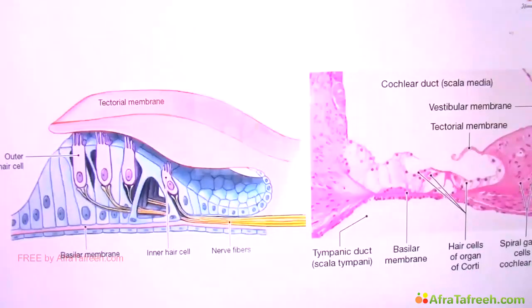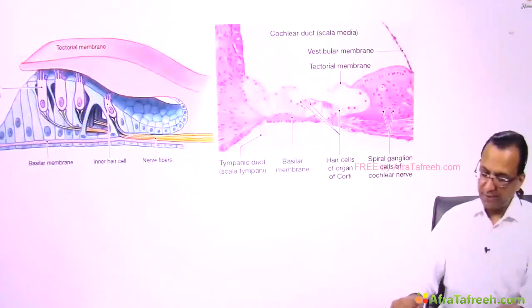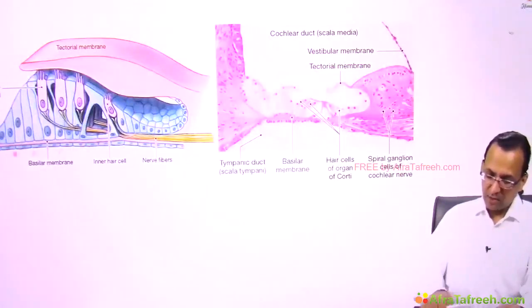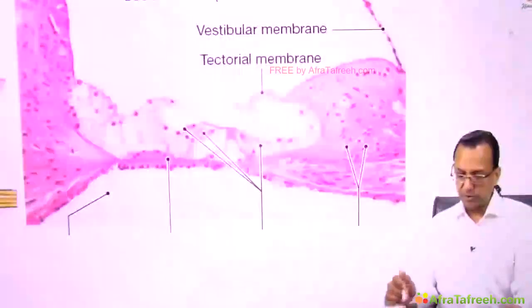So let us magnify it. See, this is outer cell here, and they will be shown here. This is inner cell, so they'll be shown here. And this is the tunnel of Corti, and then you have the basilar membrane, and then you have the tectorial membrane here. This is the tectorial membrane. Let us magnify it.